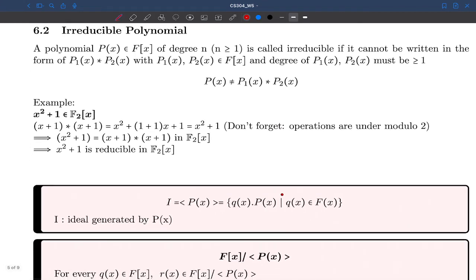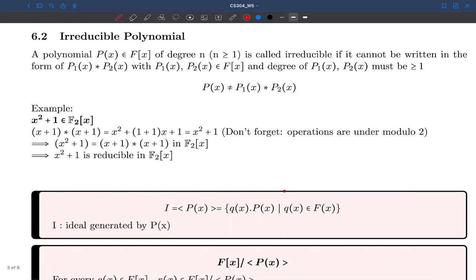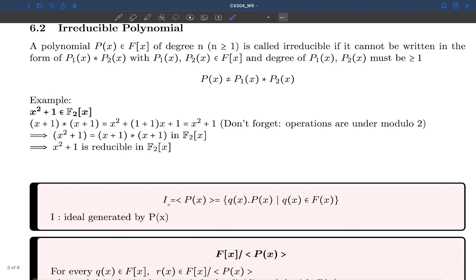Alright, so here I am defining some notions. I am defining a set I here. So what will that set I have? I am fixing a polynomial p(x). I am picking a polynomial p(x) from my field F[x], from my set of polynomials F[x]. Okay, from my ring F[x].